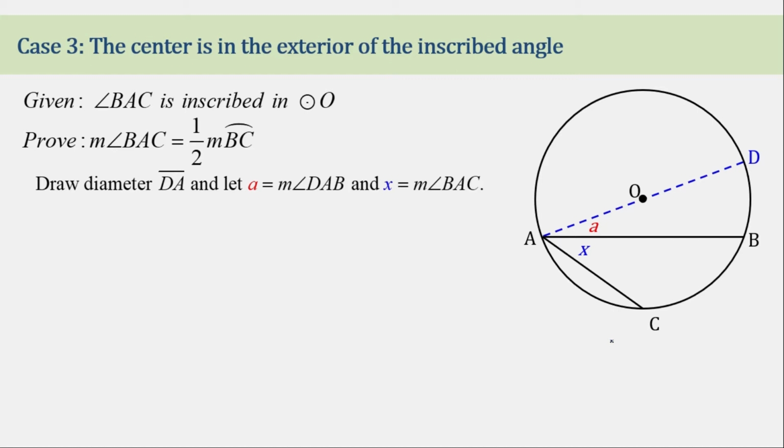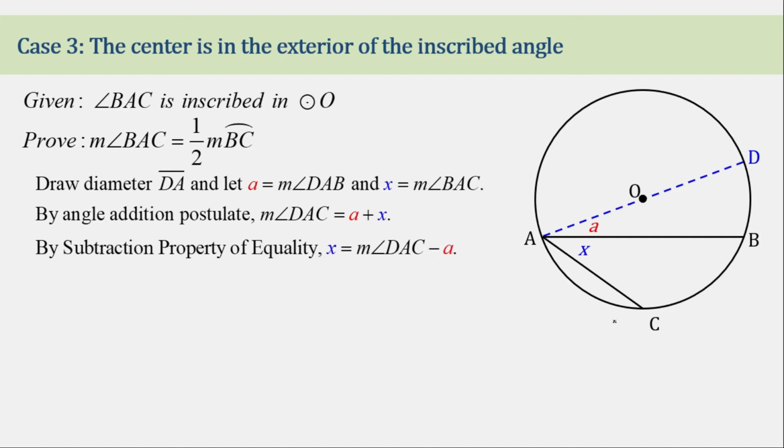And let's mark the measurement of angle DAB as A and BAC as X. So by angle addition postulate, A plus X is equal to DAC. Now by subtraction property, because we need to get the value of X, we can get the value of X if we subtract A from the measurement of DAC. So that's why we have this equation.